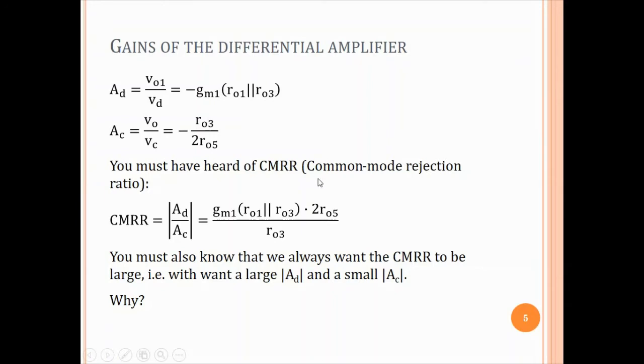You must have heard of CMRR, common mode rejection ratio, which is defined as the ratio of the differential mode gain to the common mode gain. CMRR is generally the magnitude of this ratio. So we can write this as basically this divided by that, mod. So that is the expression. Now you also probably know that we always want the CMRR of a differential amplifier to be large. So you want large AD and small AC. Why is that?